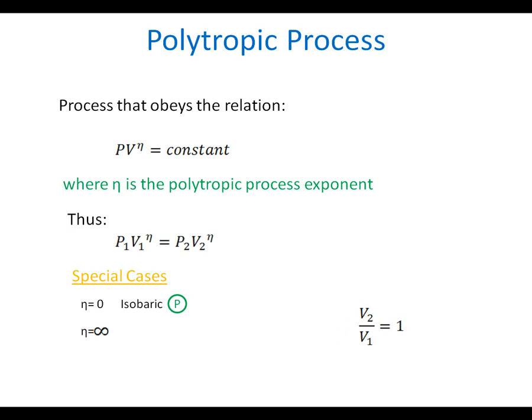So we can say that when eta is equal to infinity, we have an isometric process. Remember, isometric means constant volume, also known as isochoric in some circles, but we're going to stick to isometric in this class. So constant volume.